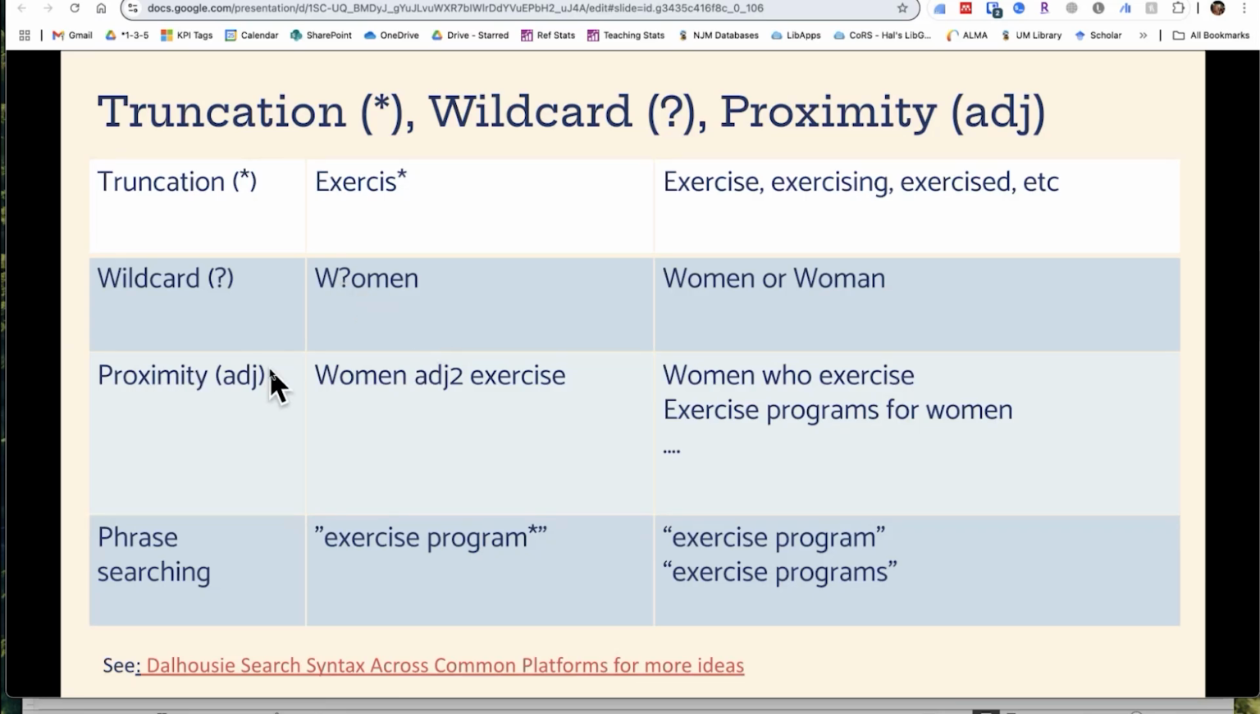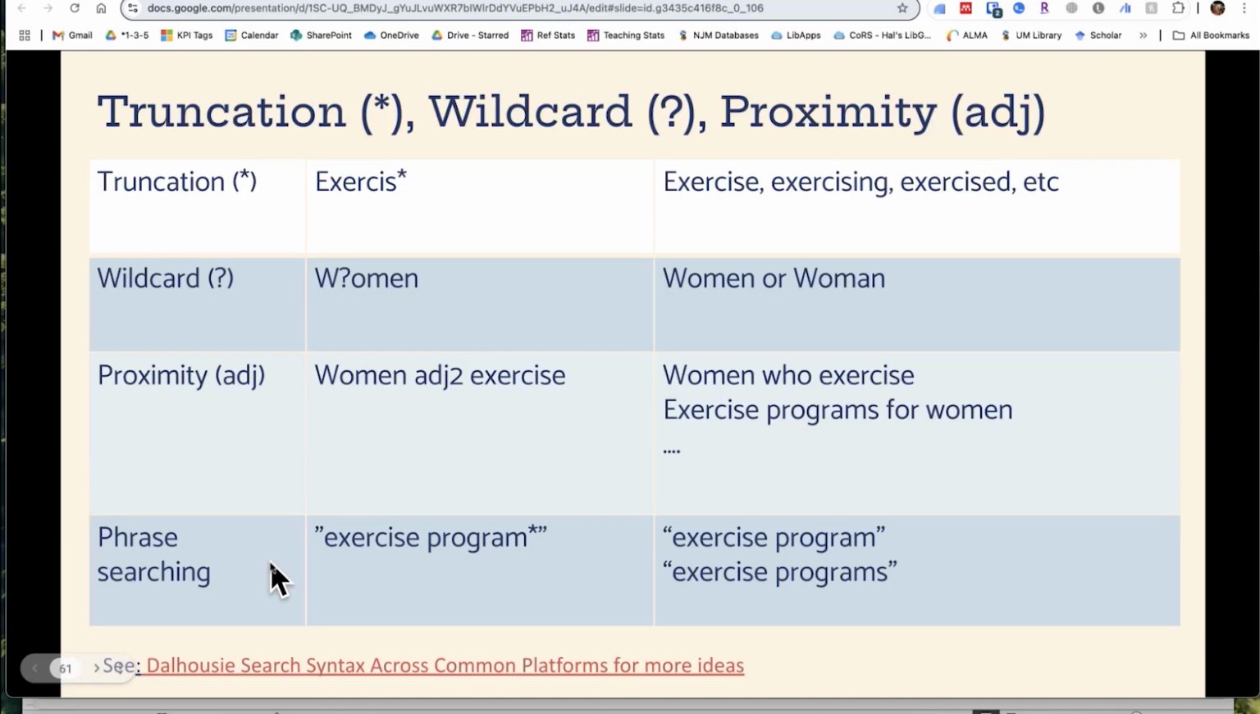This one I use a lot. It's called proximity. So it's adjacency. What it does is it tells the system, I want to search for this word within 2 words of that word. So it can be really helpful. If you've ever done a search and you're getting so many results, so many look irrelevant, try out this proximity to see if it can help you. You can change this number to anything. It can be a 1, it can be a 5. Standard is like 1 or 3. I don't know why. But you can see if I did women adjacent to exercise, it will search for women who exercise or exercise programs for women. So it just broadens your search, but still keeps it really relevant.